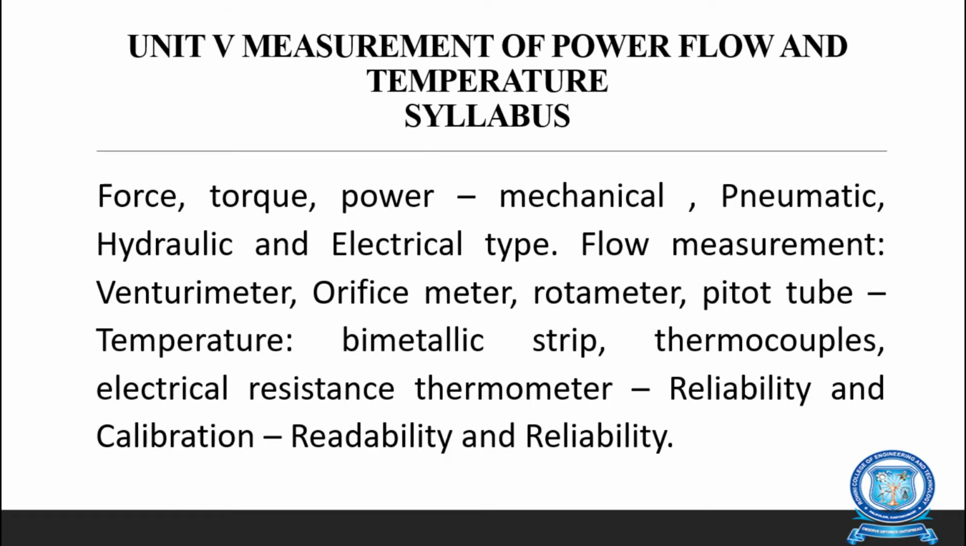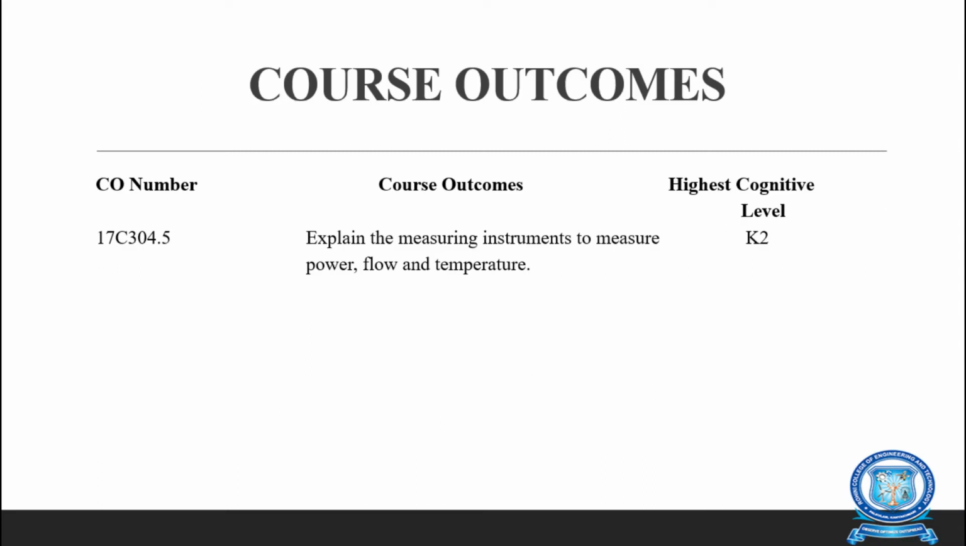And then temperature: how we are going to find out temperature measurement with the help of the bimetallic strip, thermocouples, electrical resistance thermometer, reliability and calibration, readability and reliability. These are the things we are going to discuss in this last unit of measurement of power, flow and temperature. After the completion of this unit, we will be able to explain the measuring instruments to measure power, flow and temperature.